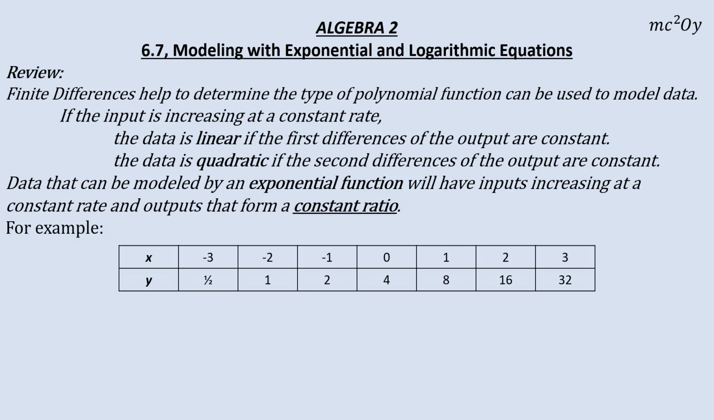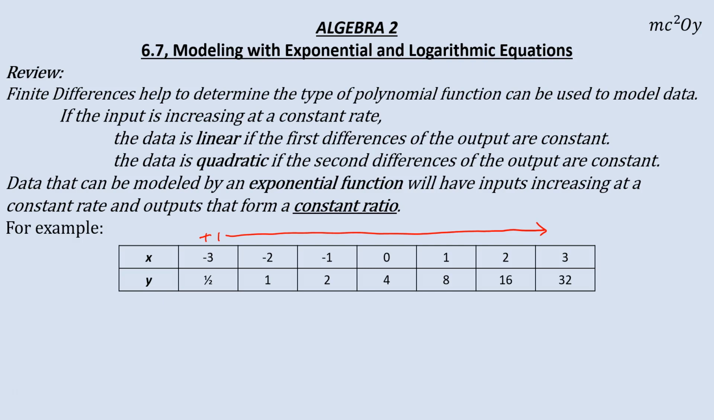If the input increases at a constant rate, in other words, as x goes up by a constant amount, in this case this table goes up by 1. It could go up by 2s or 4s or 8s, whatever. If the first differences of the output are constant, the data is linear. So in other words, if I'm adding the same amount every time, it's linear. If the second differences are constant, it's quadratic. And we'll see an example of that in a minute.